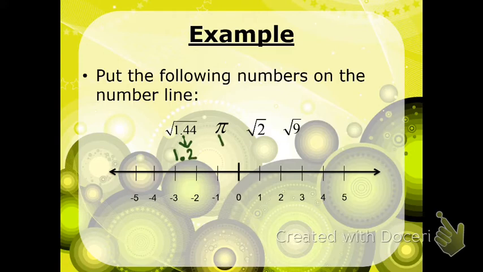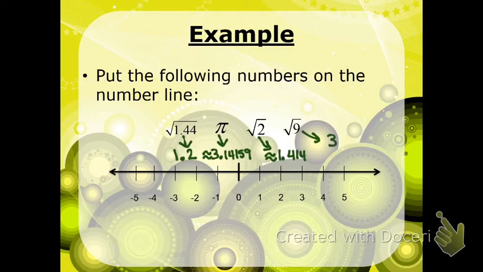Pi, we know, is irrational, so the decimal doesn't terminate and there's no pattern in it, but it's about 3.14159. And the square root of 2 is also irrational. It's about 1.414. And the square root of 9 is exactly 3, so that one's rational.